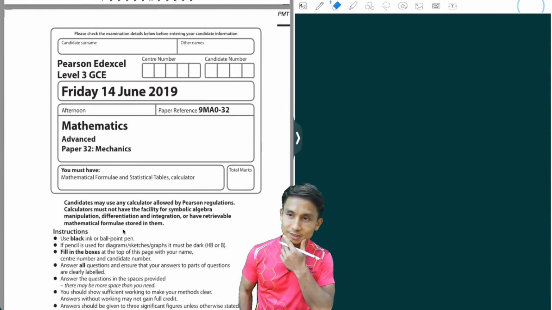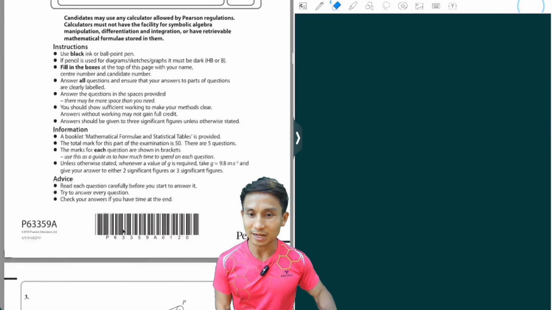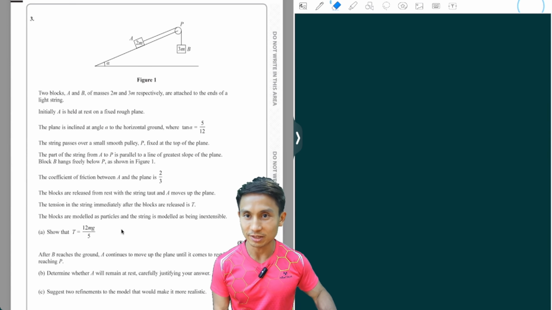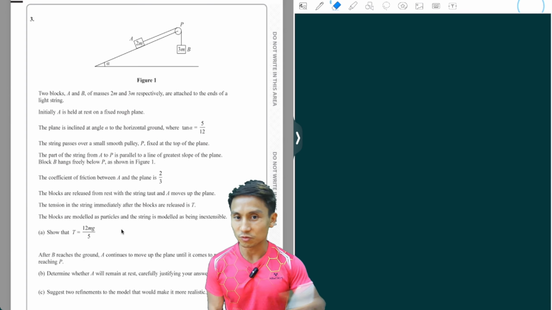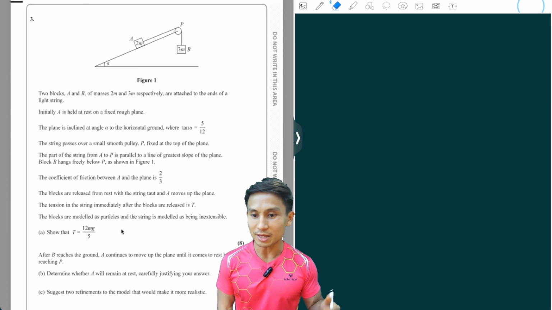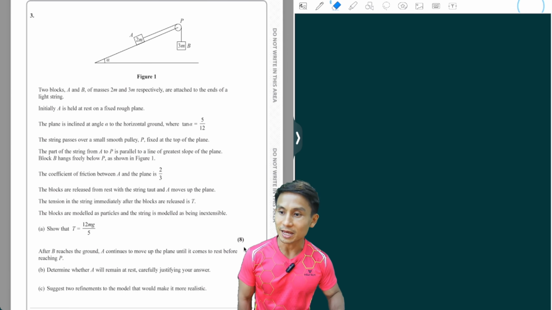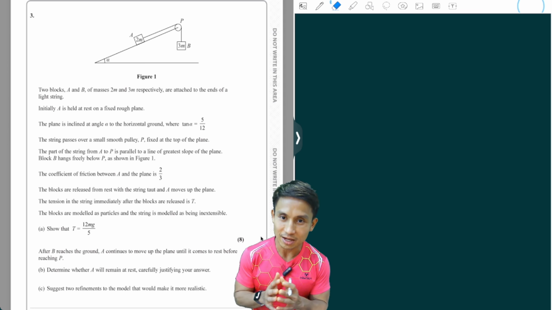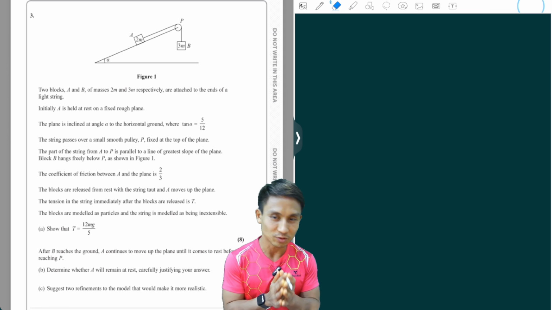Let's have a look at the next year, June 2019, for mechanics, all right? The first question I think should be interesting is number 3. Yeah, so we have connected particles here. You can read through the question, all right? Now, I'm just going to go with part A, show that T is 12 mg over 5, and it's 8 marks. So, by the looks of the marks here, I think it is probably a full force diagram solving, right?